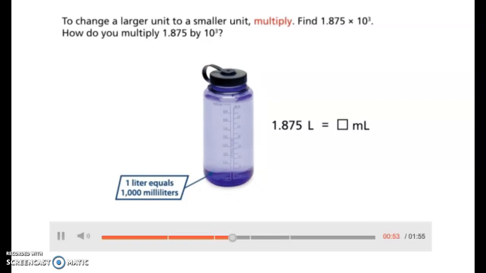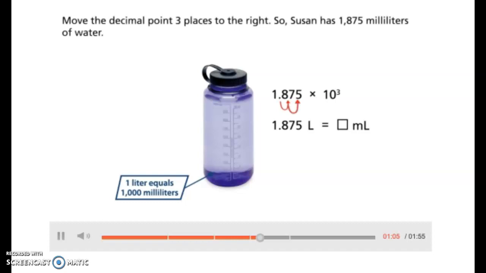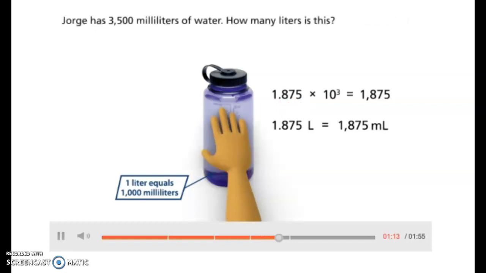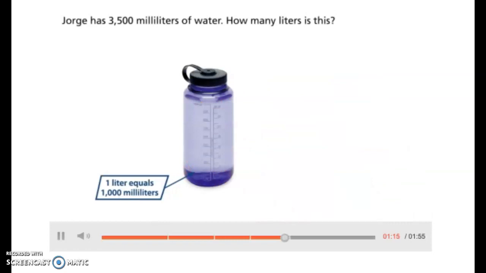Find 1.875 times 10 to the third power. How do you multiply 1.875 by 10 to the third power? Move the decimal point 3 places to the right. So, Susan has 1,875 milliliters of water.